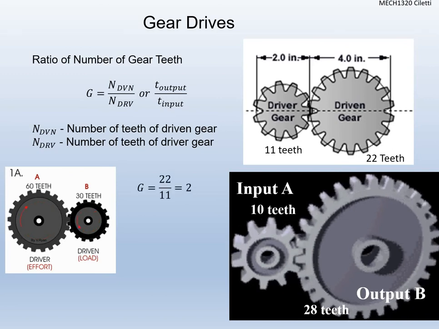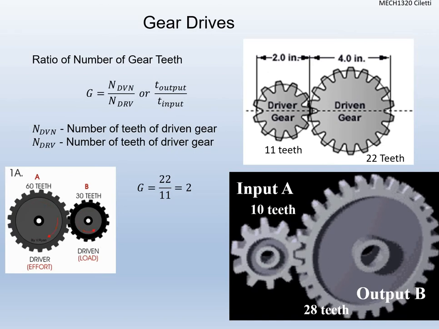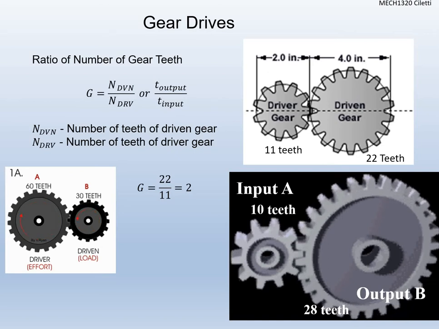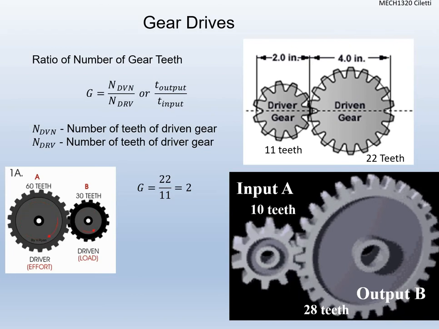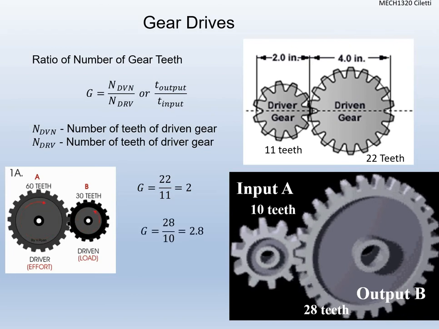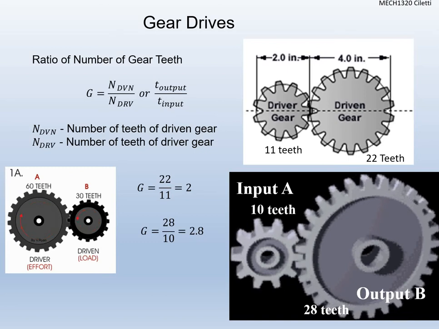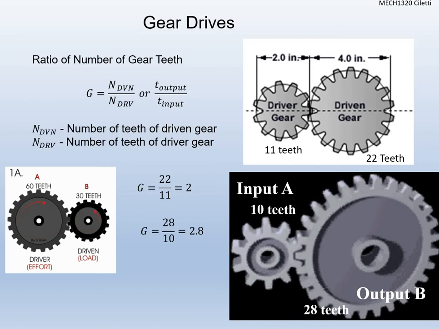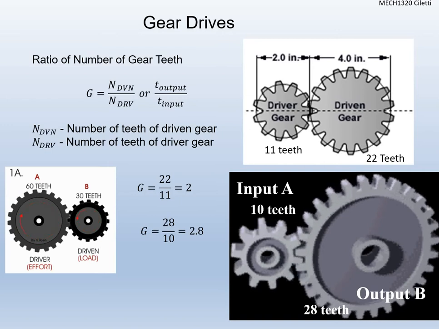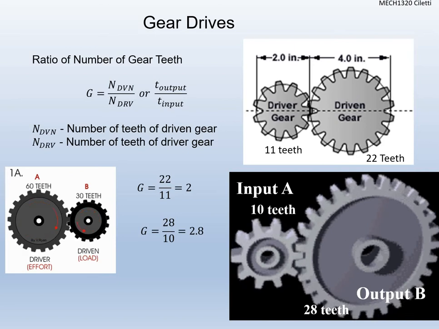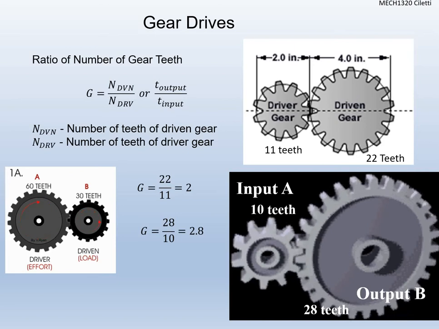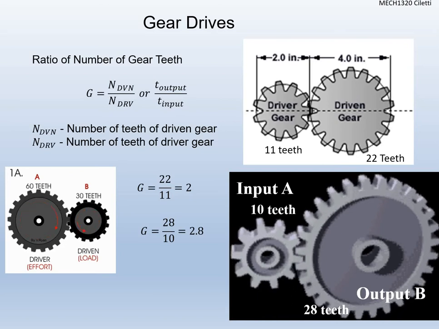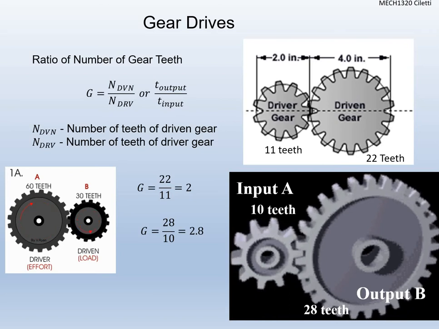So our gear ratio would be 2. We can also do it in terms of output torque over input torque, so we can base it on that as well. If we look at the next one here, we've got 28 divided by 10. Our 28 is our output, and our 10 is input. So we have output over input, 28 over 10, so our gear ratio is 2.8, and that gear ratio is going to be very important when we start talking about torque and when we start talking about speed with gears.